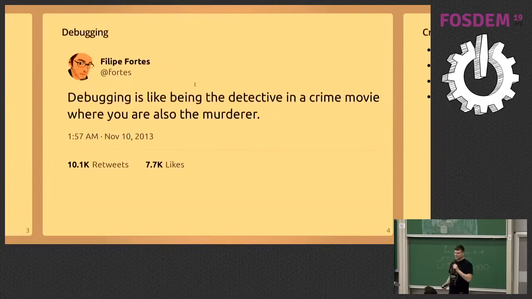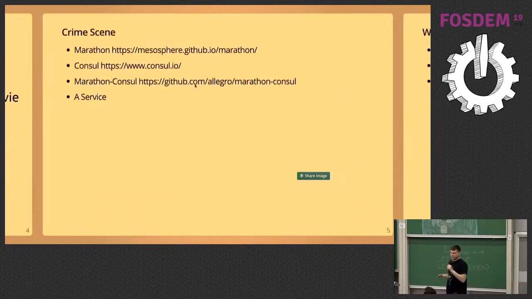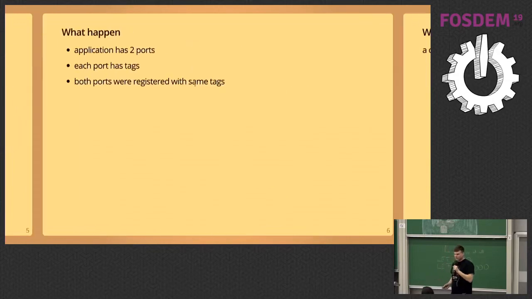our infrastructure was built on Marathon, which is our application scheduler, and Consul, our discovery solution, with Marathon-Consul tying applications deployed on Marathon to Consul and the service that was deployed. So we had like 300 services, and only one had a problem.